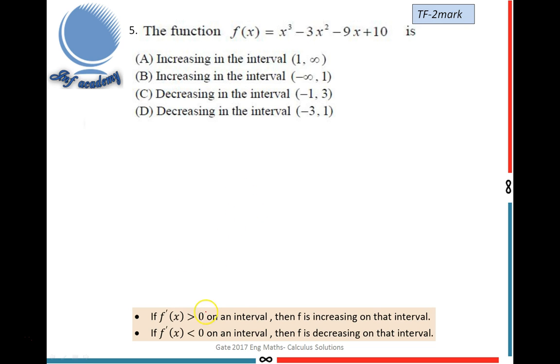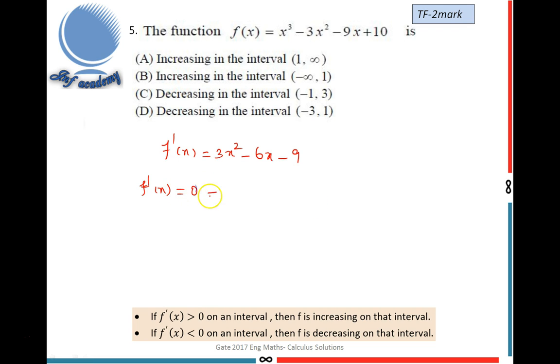That is, if f dash of x is greater than 0 on an interval, then f is increasing on that interval. If f dash of x is less than 0 on an interval, then f is decreasing on that interval. So first I find f dash of x. F dash of x equal to 3x square minus 6x minus 9. Next I find the critical points, then only I split the intervals.